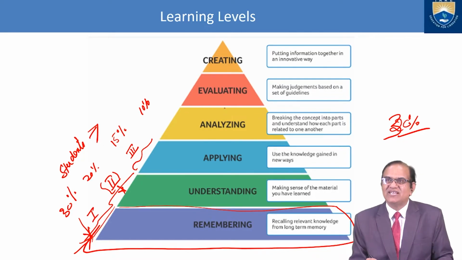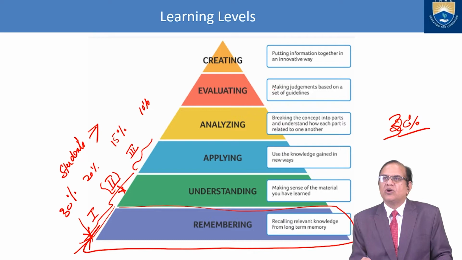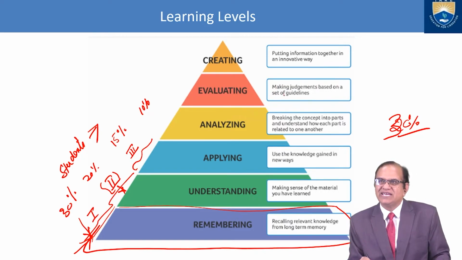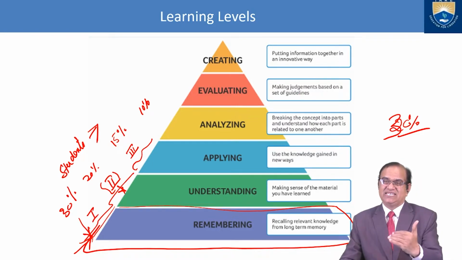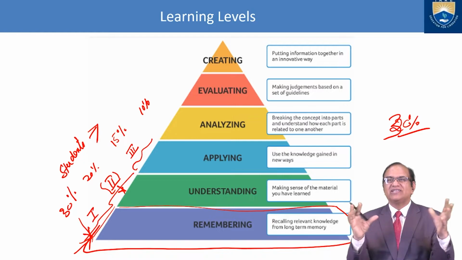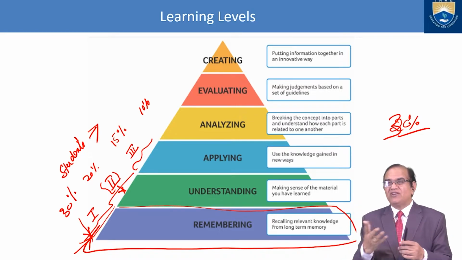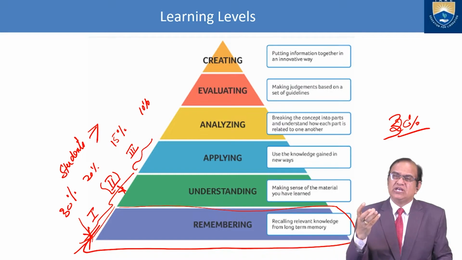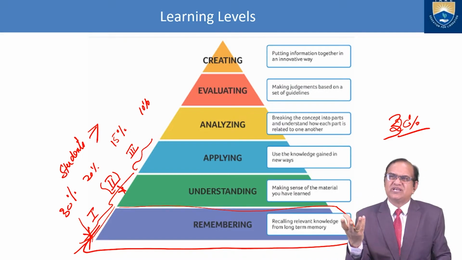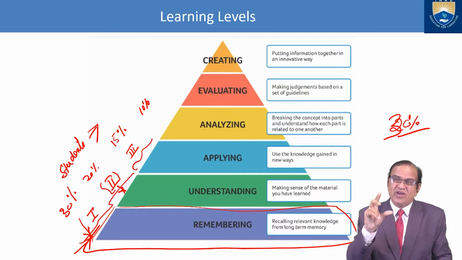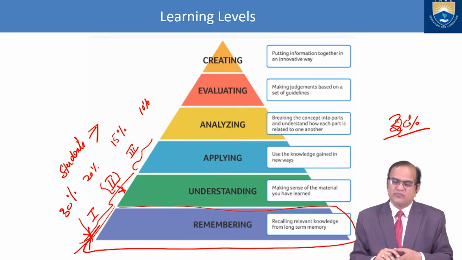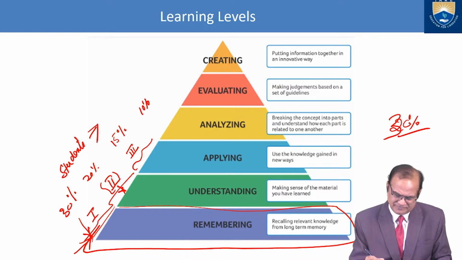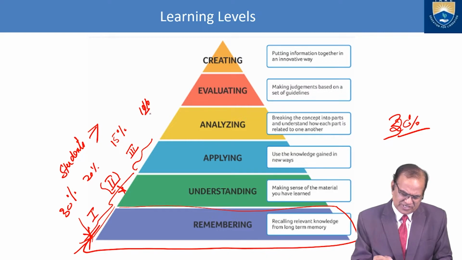The next level is evaluating, making judgments based on a set of guidelines. After you have done the analysis and analyzed the result, you have to evaluate that. You have to judge. You have to make sure where you can use the result which you have got from this learning, based on the set of guidelines. So here I am writing somewhere 12%, and here I am writing 8%.